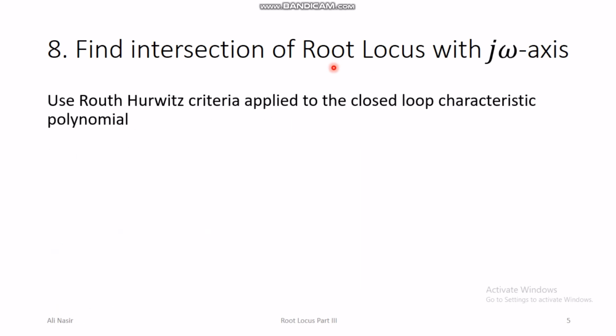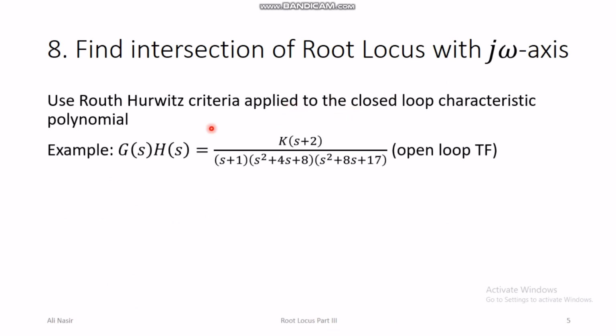We basically use the Routh-Hurwitz stability criterion for this on the closed loop characteristic polynomial. So this point is a little bit elaborate, a little bit complex to calculate the intersection point of root locus with the j omega axis, because we have to do the whole Routh-Hurwitz table for this. So let us look at an example.